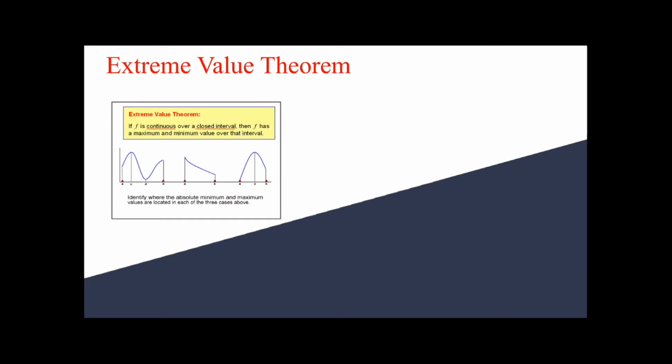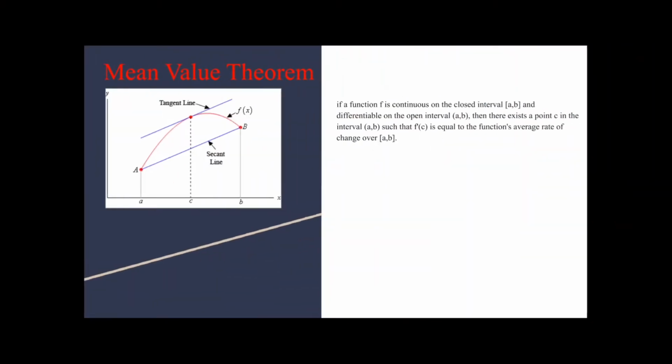The statement of the extreme value theorem is quite trivial. It basically says a function is guaranteed a maximum and minimum on a closed and continuous interval. And the mean value theorem says if a function f is continuous on the closed interval [a, b] and differentiable on the open interval (a, b), notice this difference, then there exists a point c in the interval (a, b) such that f prime of c is equal to the function's average rate of change over [a, b].